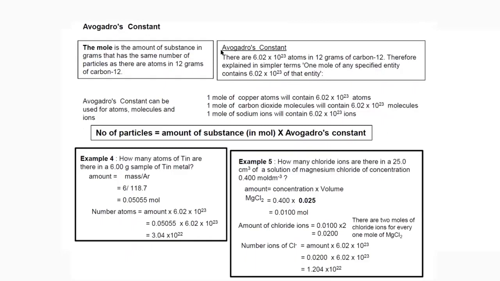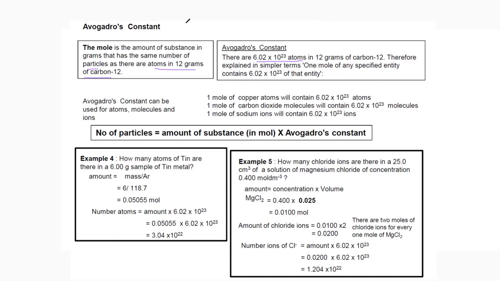Then how to find the number of particles, or the concept of Avogadro's constant? We know the mole is the amount of substance that has the same number of particles as there are in 12 gram of carbon 12. And how many particles are there in 12 gram of carbon 12? It contains 6.02 into 10 to the power 23 particles. So if we have 6.02 into 10 to the power 23 particles, we call that 1 mole of a substance, and this number is known as Avogadro's number.